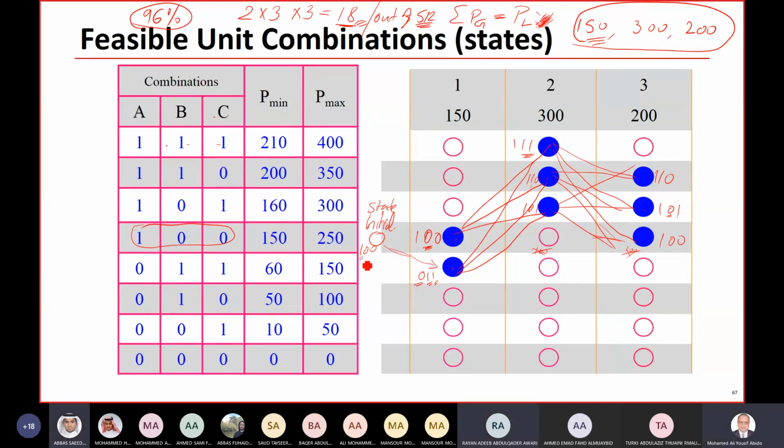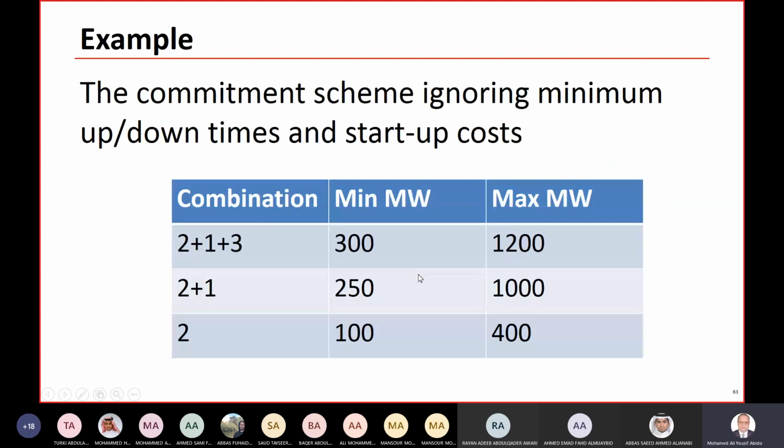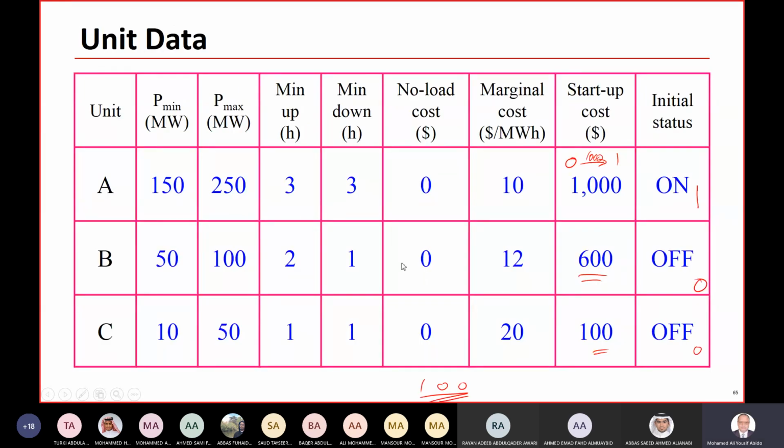We need to know further when the machine started. Assume that this is the initial state, and this is the initial state. Start from here. We have this is 100. This we start from here. So can you switch it off directly? No. You have to keep it on for 3 hours. You have to keep unit A on for 3 hours.